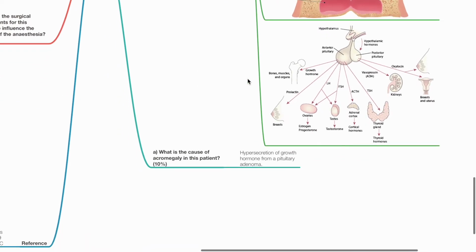A. What is the cause of acromegaly in this patient? Hypersecretion of growth hormone from a pituitary adenoma.